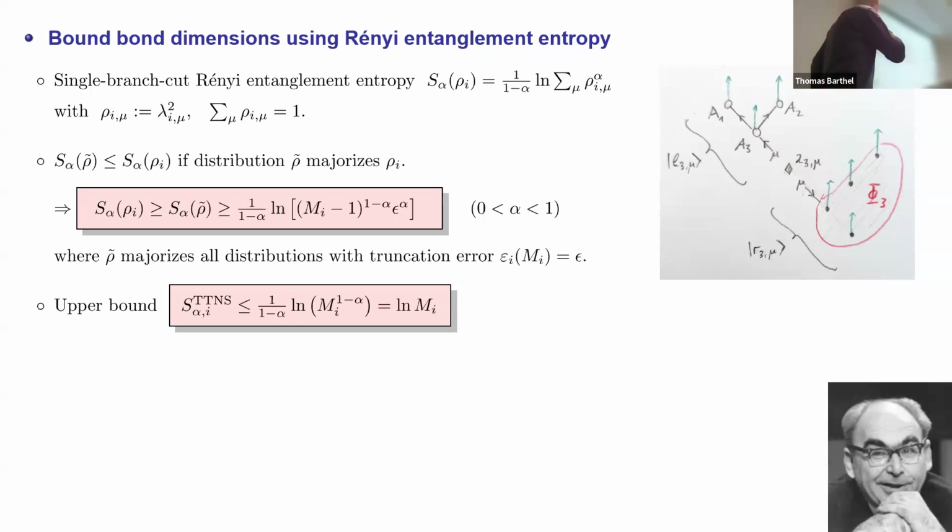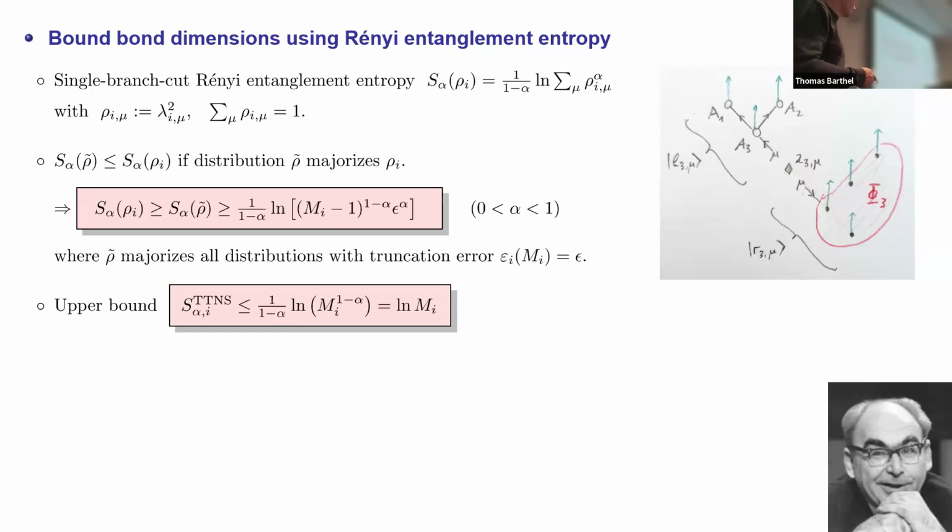The way we do this is that we use that the Renyi entropy is a Schur concave function. So this inequality holds if the distribution rho tilde is majorized by rho i. And so we can just determine the distribution rho tilde, which majorizes all density matrix eigenvalue distributions with the same truncation error as the one that we have in our system. This was worked out by Verstraete and Cirac, so you get this bound, as long as the alpha parameter for the Renyi entropy is below 1.